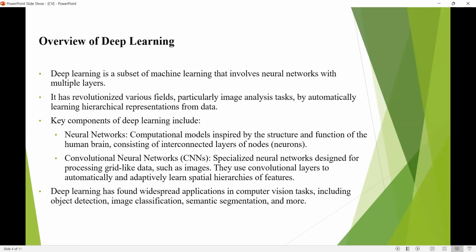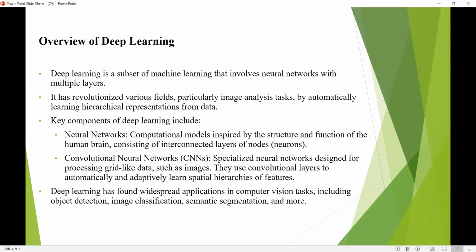Overview of deep learning. We are going to identify the water pooling regions by using deep learning. So before going to that, let's discuss what deep learning is and how it will be useful to identify the water pooling regions. Deep learning is a subset of machine learning. It involves neural networks with multiple layers. It revolutionized various fields, particularly image analysis tasks, by automatically learning hierarchical representations from data.